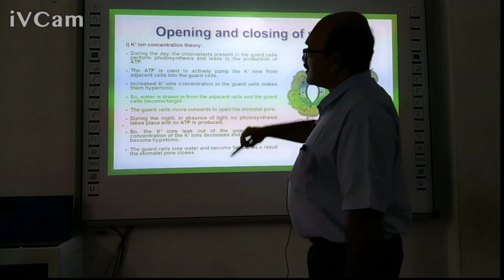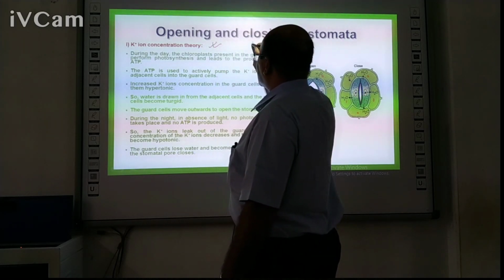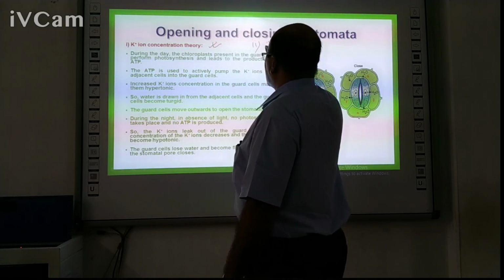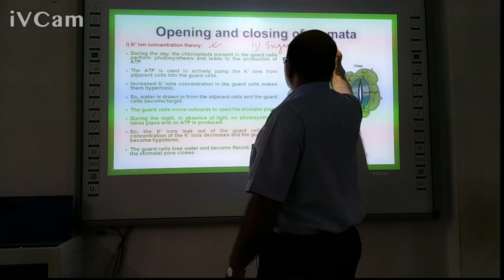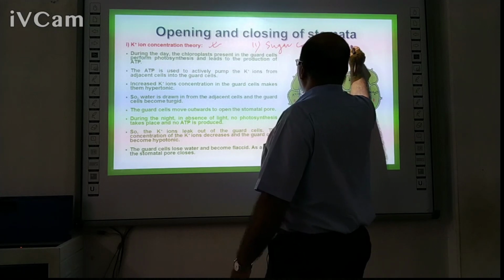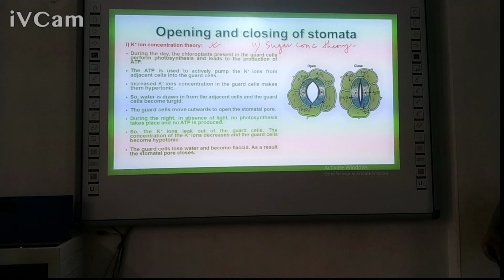One is the potassium ion concentration theory, and another one is the sugar concentration theory. So, we will see them one by one. First, here it is the potassium ion concentration theory.